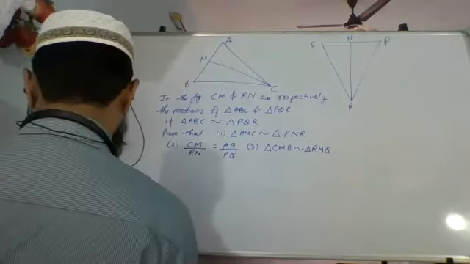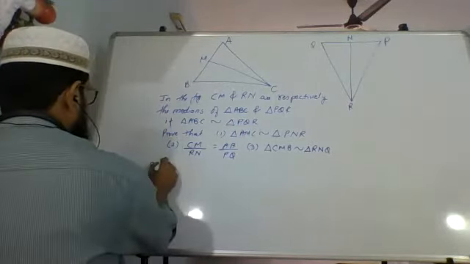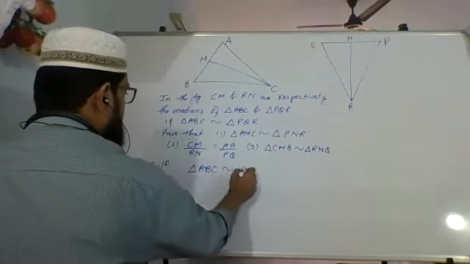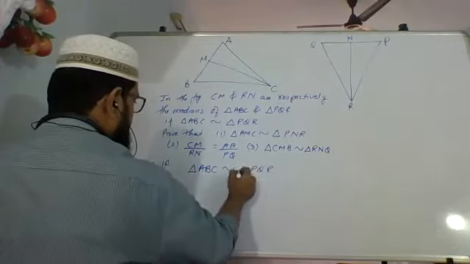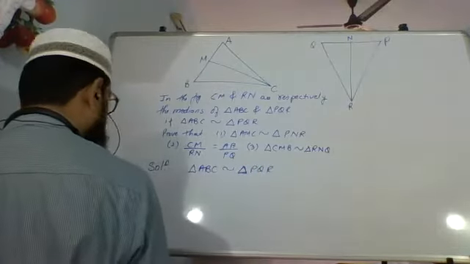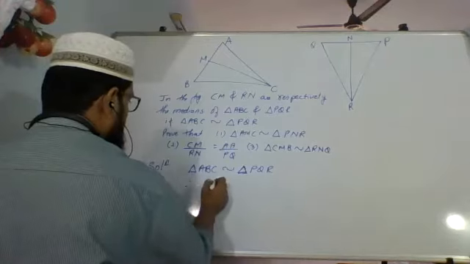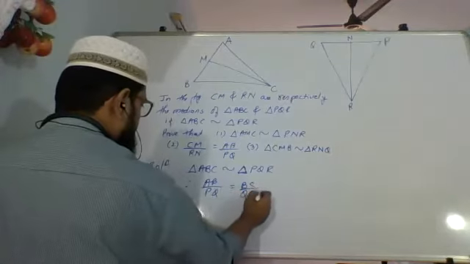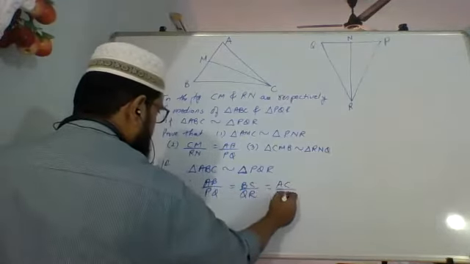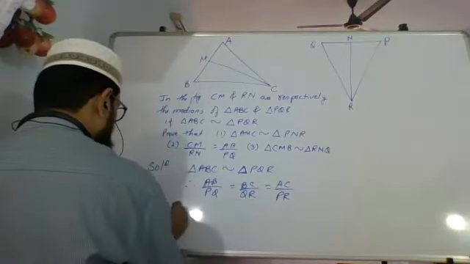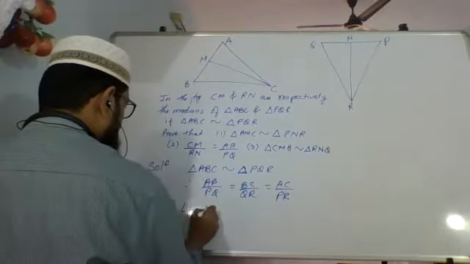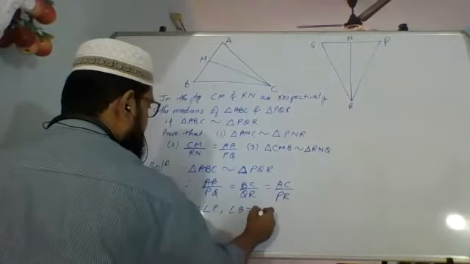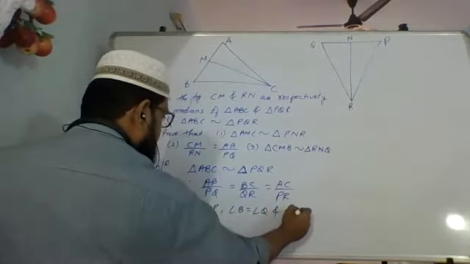Okay. So, solution. What does it say? It says triangle ABC is similar to triangle PQR. This is the given information. ABC is similar to PQR. Therefore, AB upon PQ equals BC upon QR equals AC upon PR. Also, angle A equals angle P, angle B equals angle Q, and angle C equals angle R.